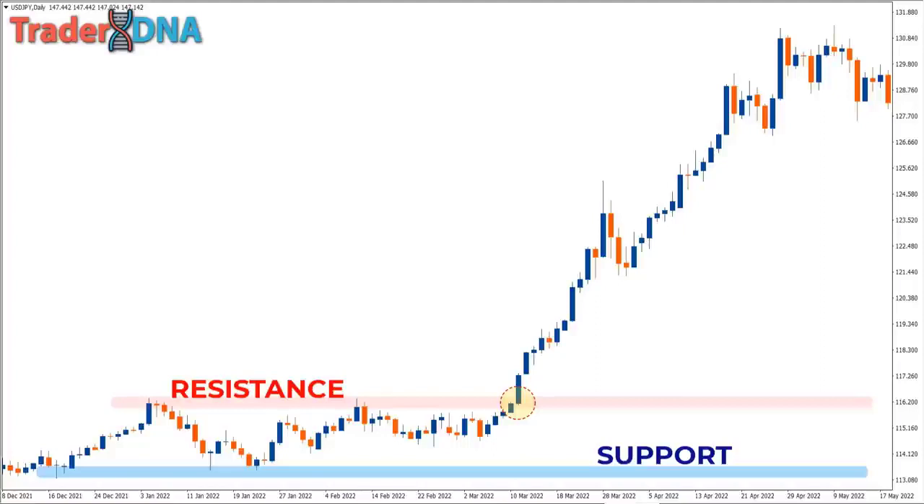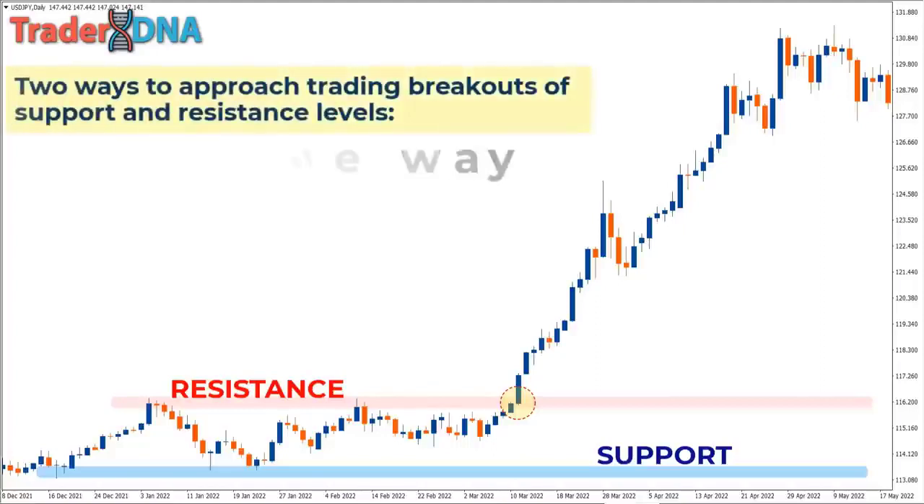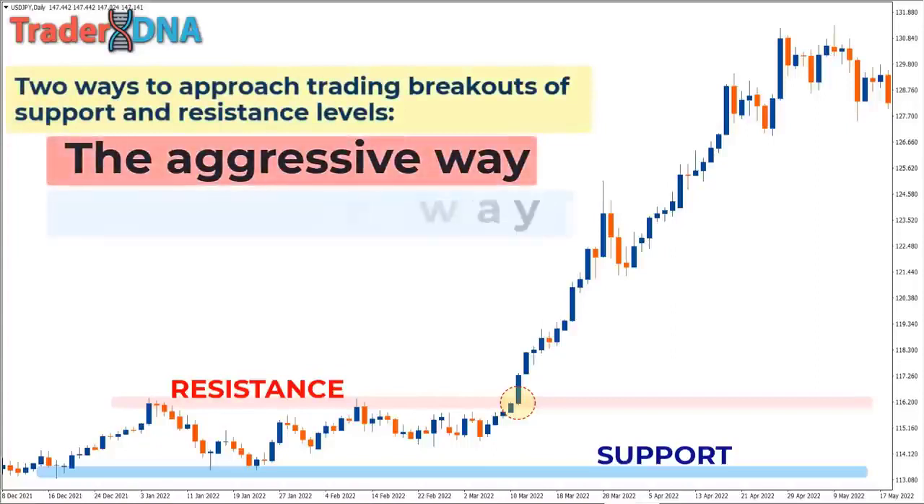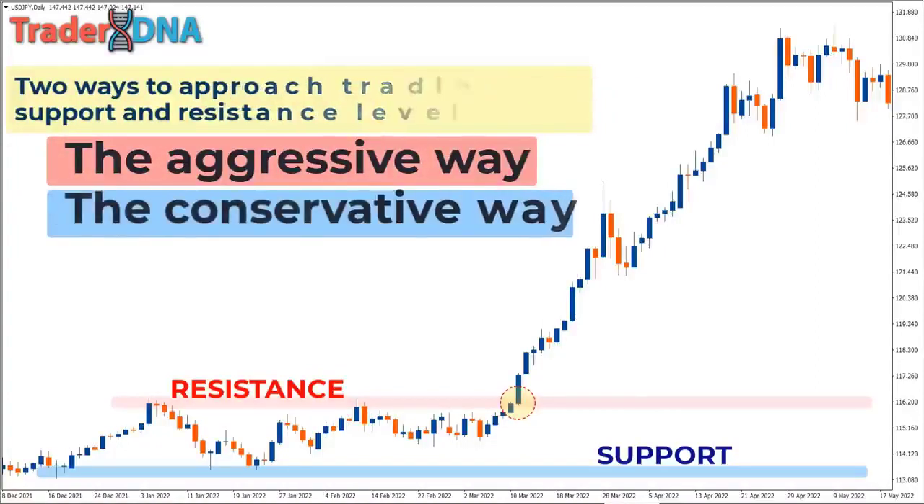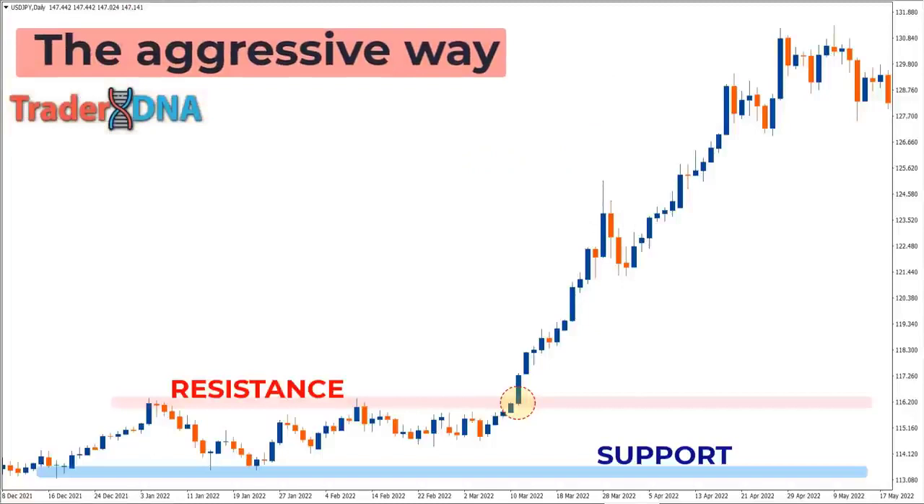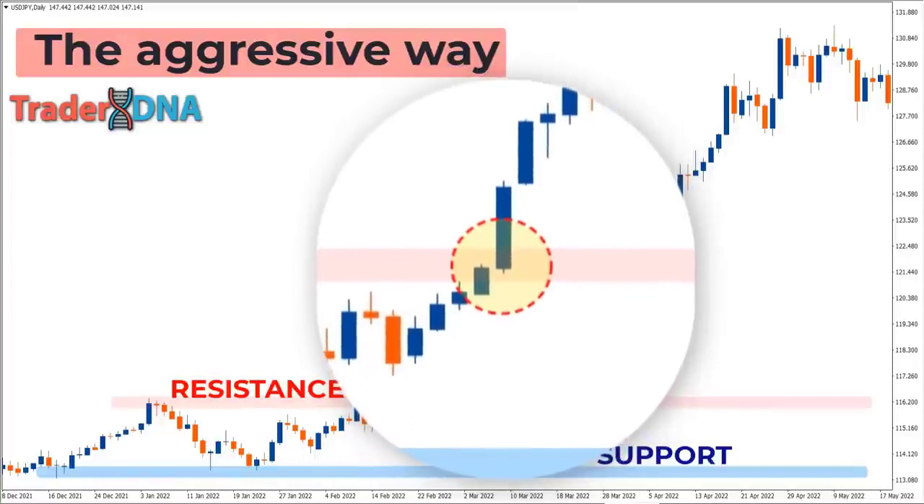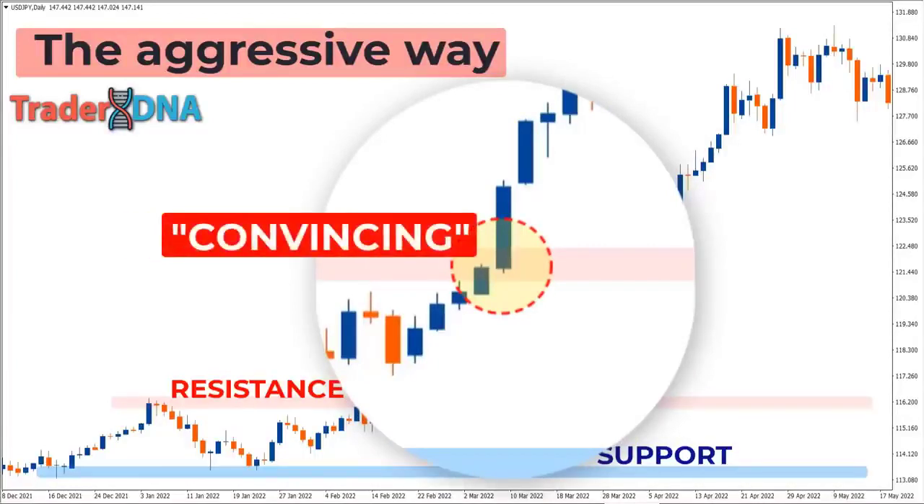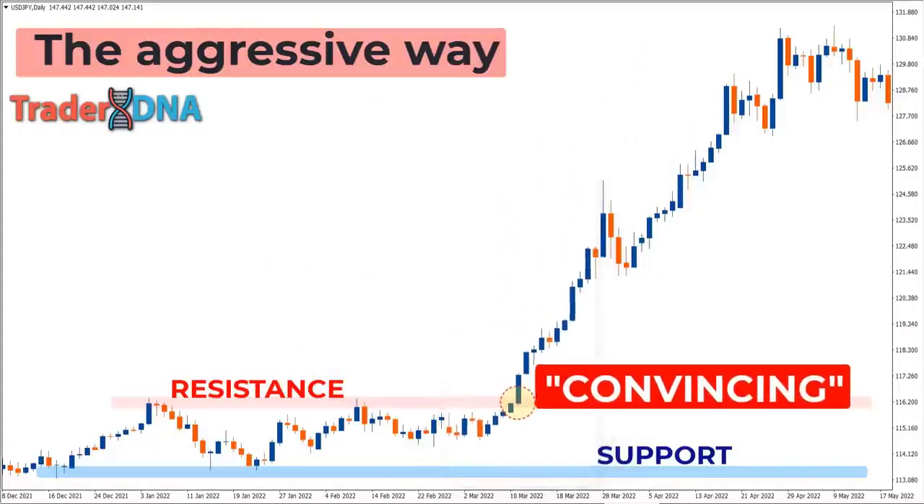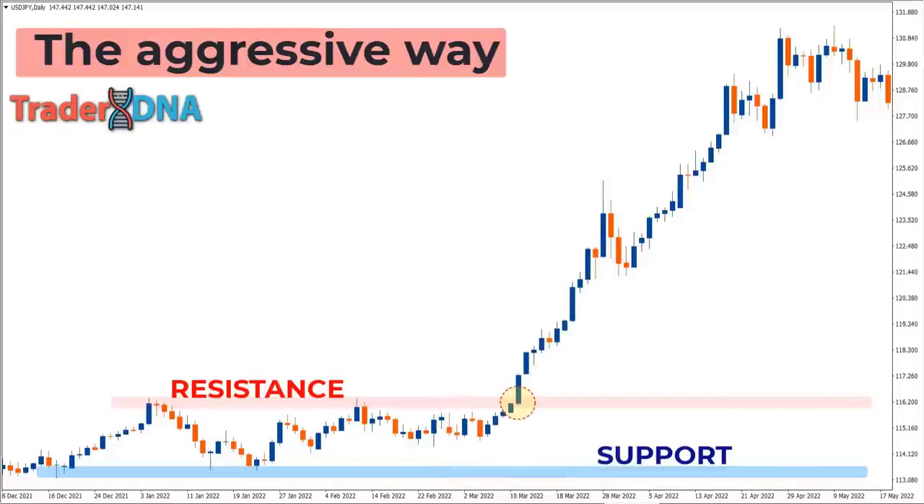In our strategy, we see two ways to approach trading breakouts of support and resistance levels: the aggressive way and the conservative way. The aggressive way, or support and resistance breakout strategy. The simplest and proven effective way to play breakouts is to buy or sell after a convincing breakout of a support or resistance zone, as confirmed by the formation of a strong bullish or strong bearish candle that successfully penetrates the support or resistance zone. The key here is convincing because we only want to enter when the price strongly and smoothly passes through significant support or resistance levels.